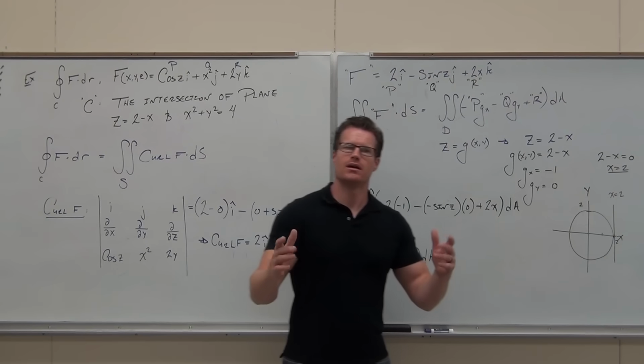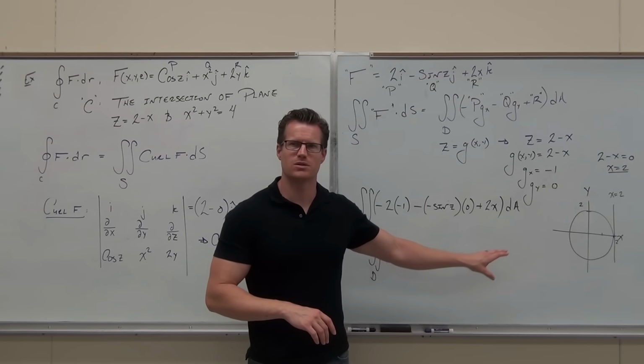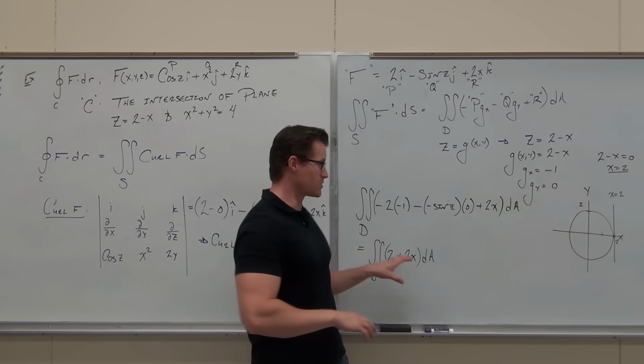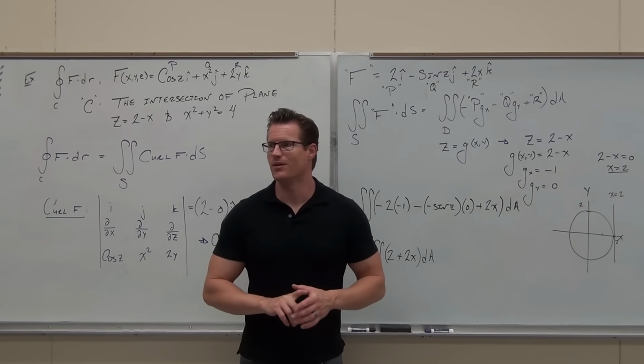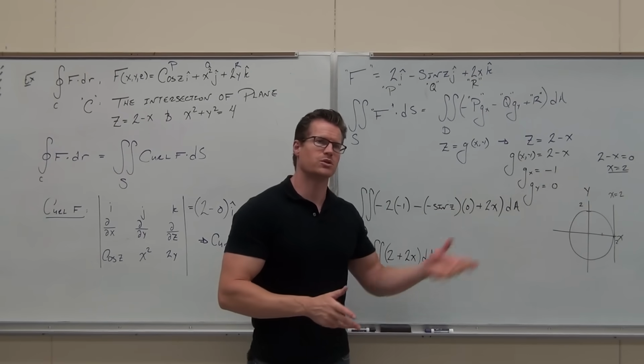Okay, now, can you finish up the rest of this problem? Try it. What do you think you're going to do here for that region? Remember, D just means the region. What do you think you're going to do? Convert it to polar. Yeah, why would you convert it to polar? Circle. Beautiful, do it.